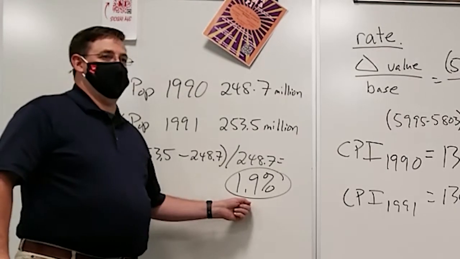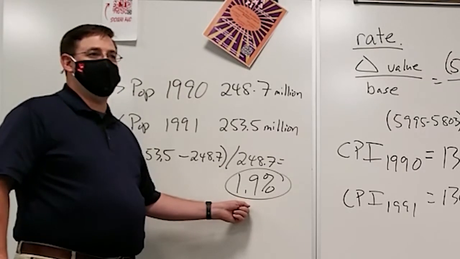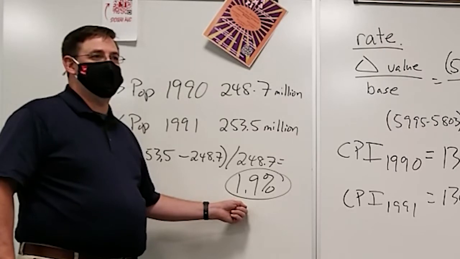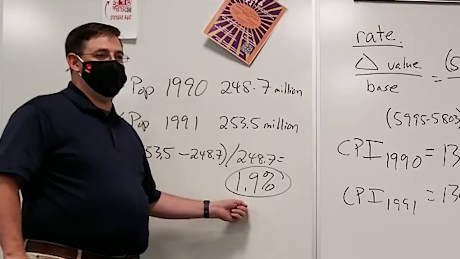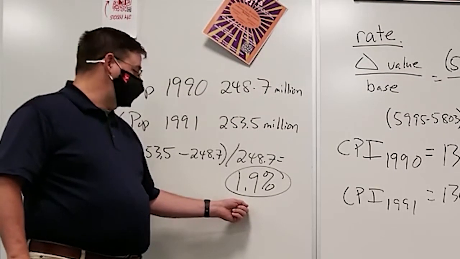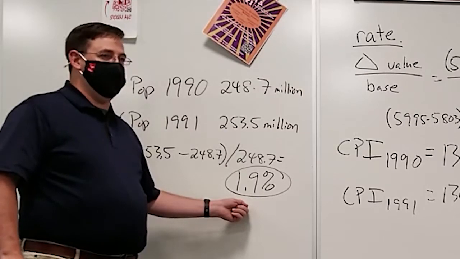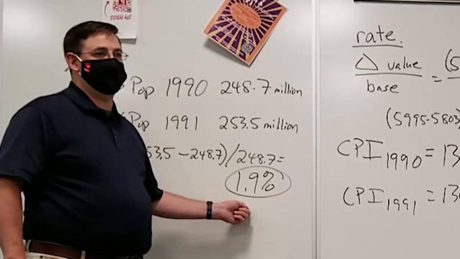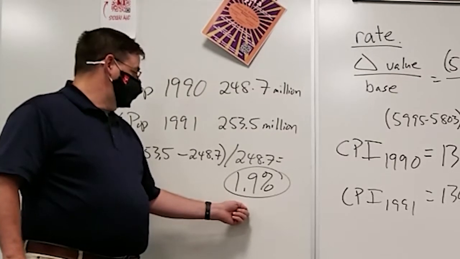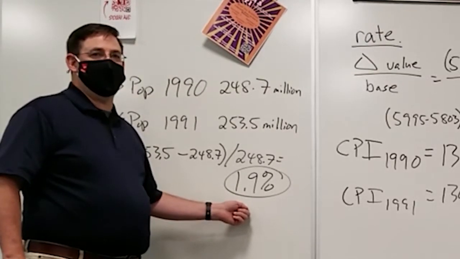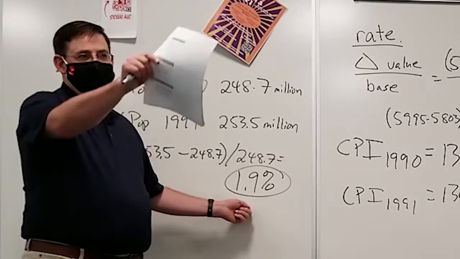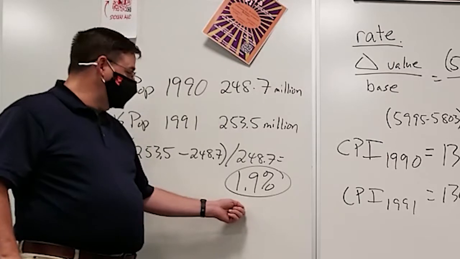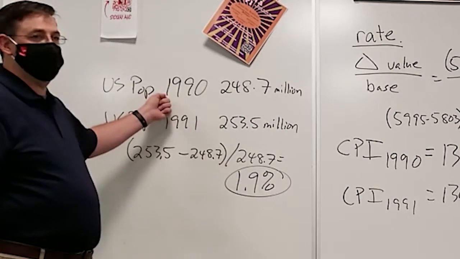The population grew by 1.9% that year. Does that mean that for every 100 people there were 2 new babies? That would be a lot of babies, right? If 1 out of every 50 women you knew had a baby in a year, that would be a lot of babies. What other things might be happening? Immigration. Yeah, and immigration was quite common, actually, in the early 90s.